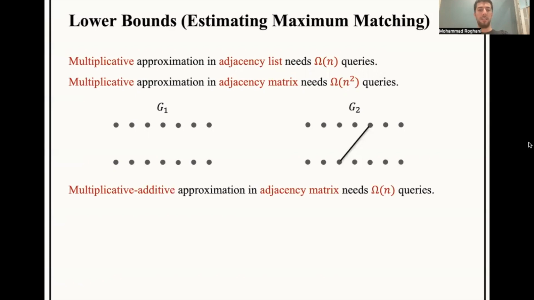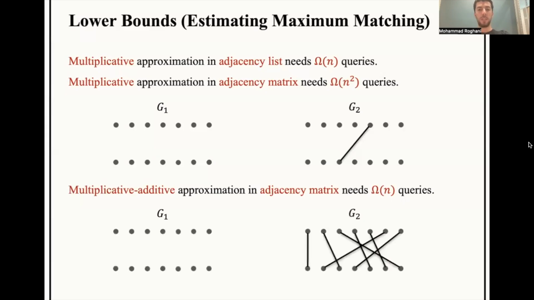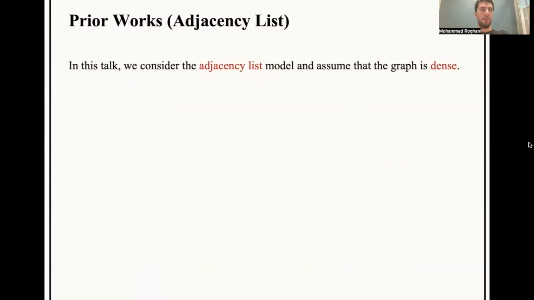If we consider some additive error, in the adjacency matrix model you still need Omega(n) queries. The reason is that if you have an empty graph and a graph that has a randomly permuted perfect matching, you need to spend Omega(n) queries to find at least one of those perfect matching edges. Also, we can show that in the adjacency list model, multiplicative-additive approximation needs average-degree many queries, which means that if the average degree is n and the graph is dense, we still need Omega(n) queries. In this talk, we consider only the adjacency list model, and we also assume that the graph is dense.